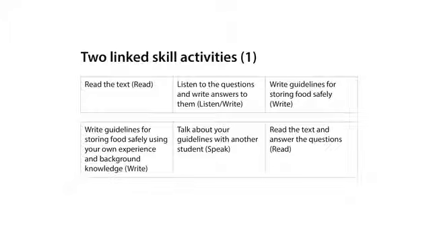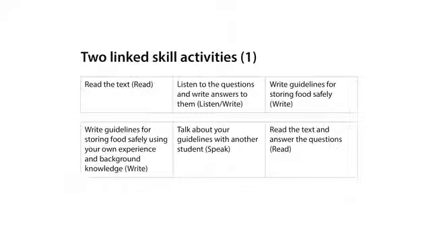Here's another example. The learners use their own experience to write guidelines for storing food safely. They use their own experience and their background knowledge about this. So they're working in a pair or small group and writing a set of guidelines. After they've written the guidelines, they talk about their guidelines with another student from a different group. So this is a speaking skill use in the activity. So first we have writing and then we have speaking.